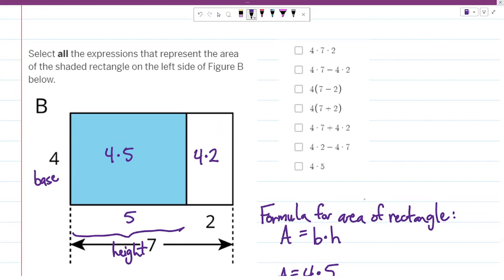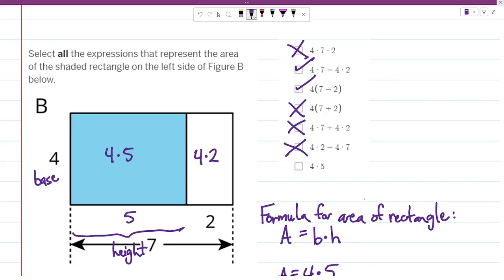So 4 times 7 times 2, that's going to be too much. That would actually probably represent like the volume of a box or something. 4 times 7 minus 4 times 2, that's in our list. 4 times the quantity 7 minus 2, that's in our list, and we even saw why. 4 times 7 plus 2, that's going to be too much. That one's not in our list. 4 times 7 plus 4 times 2, that's too much, because that would be like the area of the whole rectangle plus even more. 4 times 2 minus 4 times 7, that's backwards from what we want. That would actually end up being a negative number.